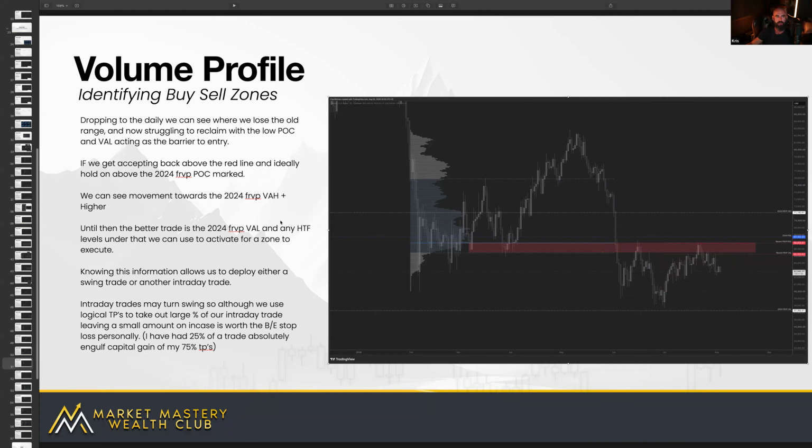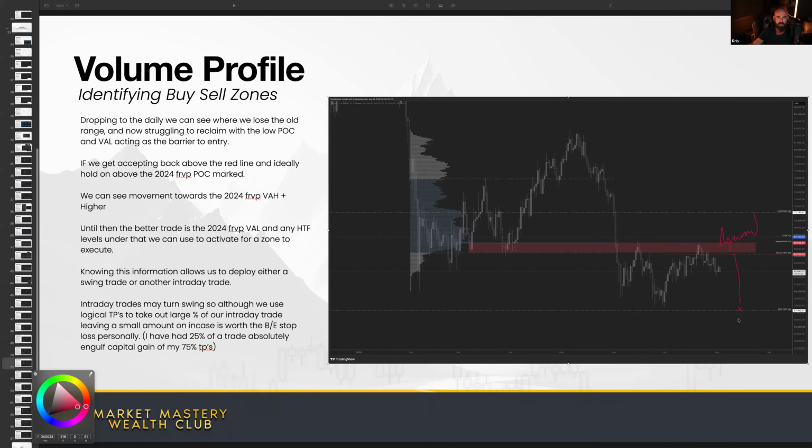If we get acceptance back above the red line and ideally hold on above the 2004 POC mark, we can see higher movement. So again, what I'll be looking for is, I gave the AMD idea, but let's say we come in here and we work around in here for a while, and then we can move towards this point here, okay?